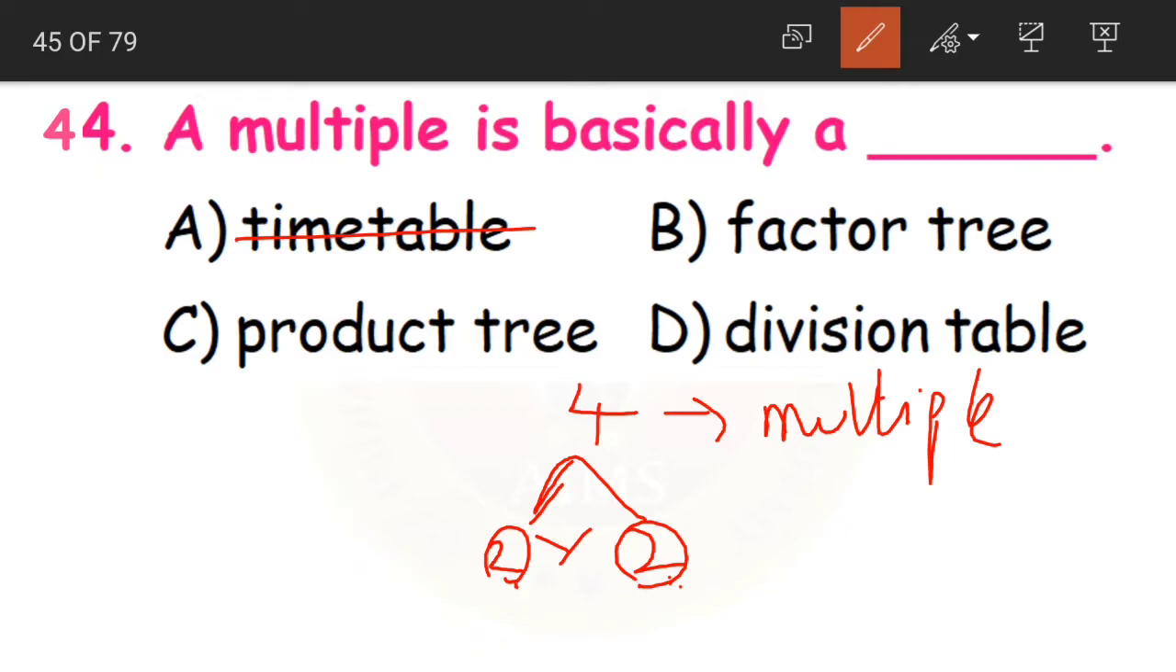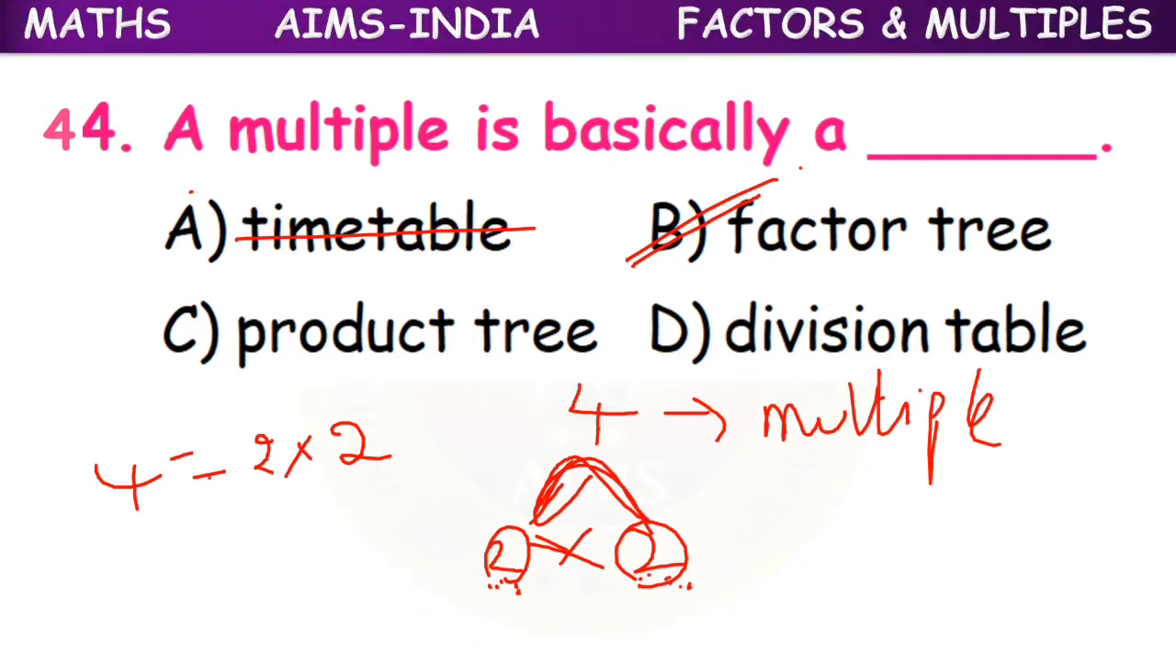Yes or no, children? A multiple is nothing but what? It is basically a factor tree. Yes, in a factor tree we will have the factors that lead to our multiple. So a multiple becomes what? A multiple becomes our factor tree. Yes, if we have a multiple, that is 4 = 2 × 2, it is telling us what the factors for it are. So a multiple becomes a factor tree.